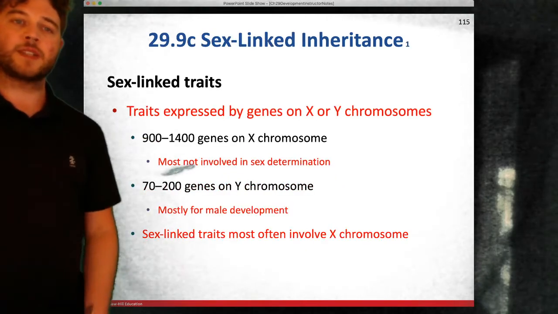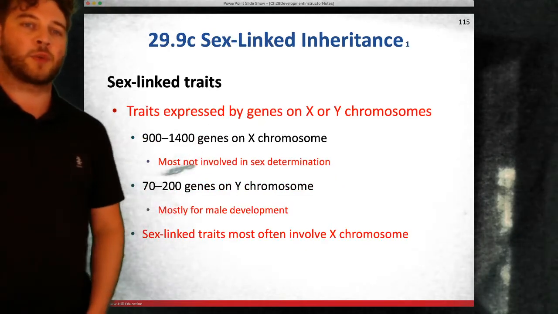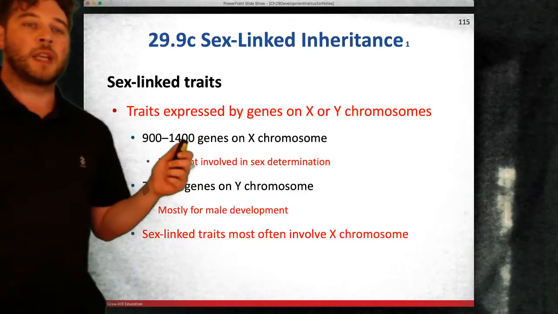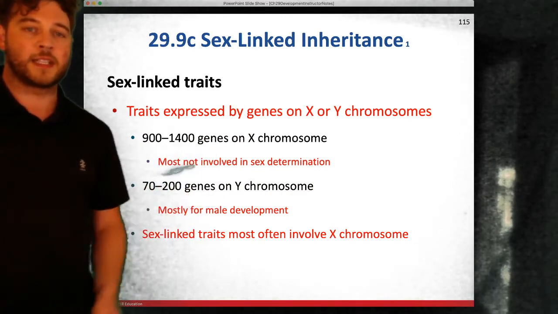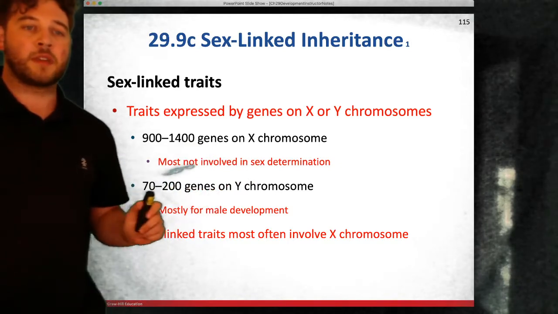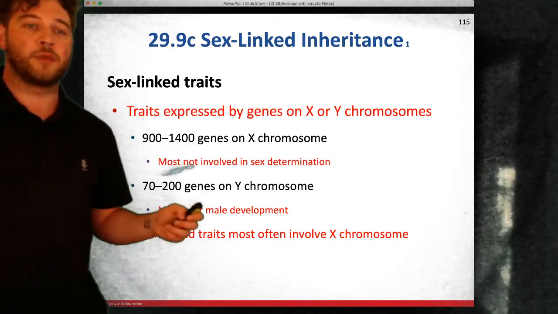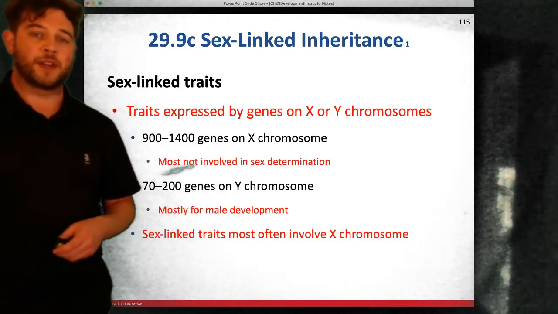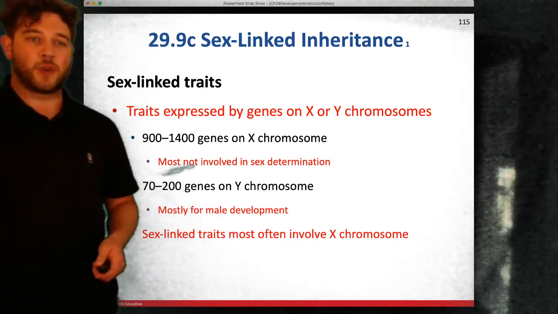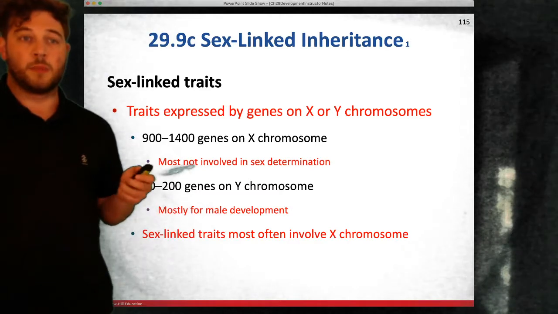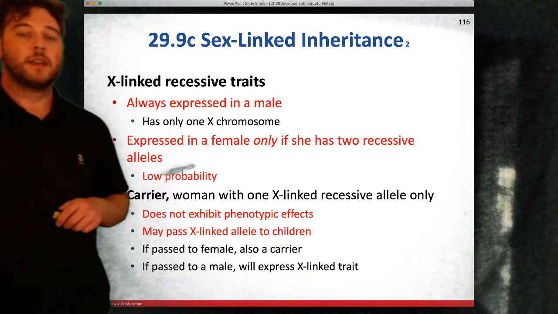Your sex-linked traits are expressed by genes on your X or Y chromosomes. There are 900 to 1,400 genes on the X chromosome, most not involved in any kind of sex determination, and 70 to 200 on the Y chromosome, mostly for development of male characteristics. Sex-linked traits most often involve your X chromosome. There's just more of them.